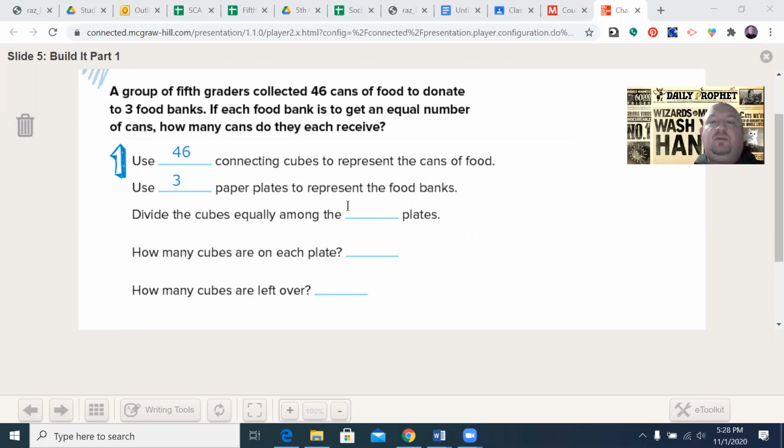So how many plates are we using? Repeat it. 3. Now go ahead, if you have these materials, sort it out and then unpause the video. So you can pause the video now. Welcome back. How many did you get on each plate? I had 15 on mine. And there's one lonely, sad cube that just nobody wanted, left alone. You may have noticed that suddenly we have an answer here to a division problem, 15 remainder 1.